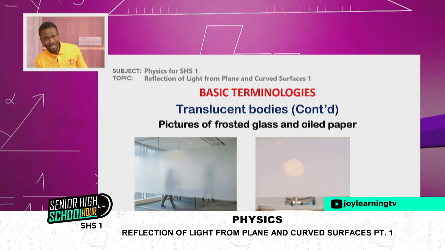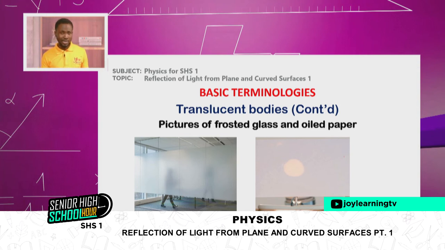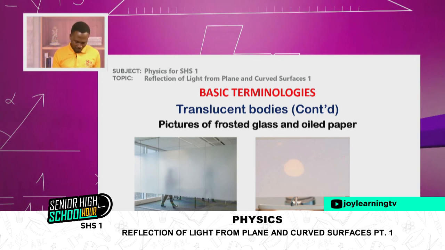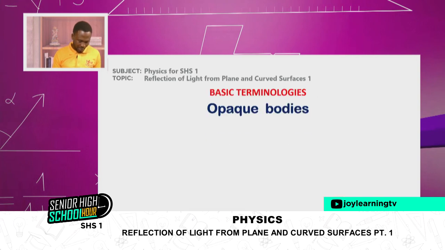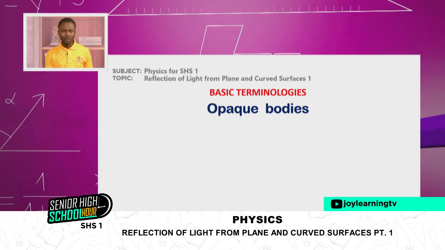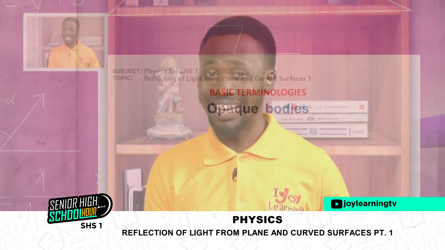So we looked at transparent bodies, we looked at translucent bodies. Then another interesting one is the next one I'm going to look at. Whereas we are saying that transparent bodies can be seen through because they allow most of the light to pass through them, we have translucent bodies. They are translucent because they cannot be seen through clearly, because they allow just a little amount of light to pass through them.